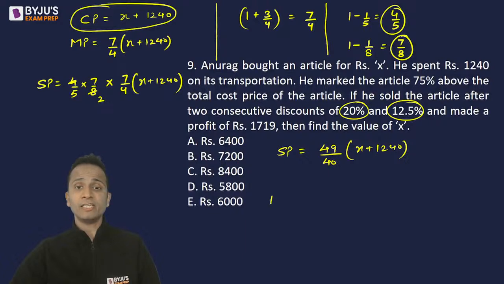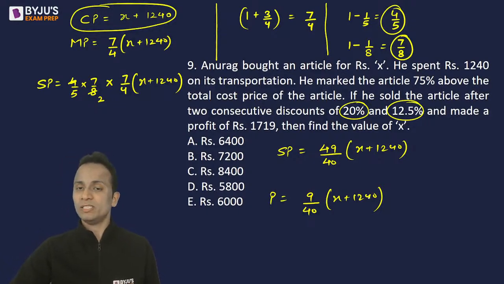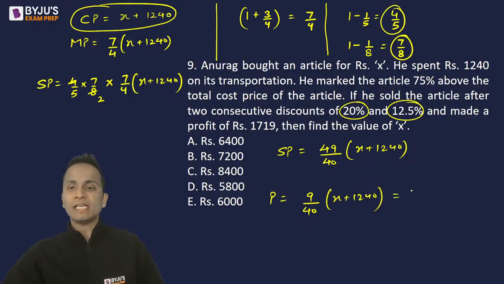इनका difference देख लेते हैं. So profit is equal to the difference of these two, which comes out to be 9 by 40 of x plus 1240. Now using these fractions, it is making the calculations look easy. And this profit is given as 1719. So 9 cancel out हो जाएगा यहाँ पे 191.